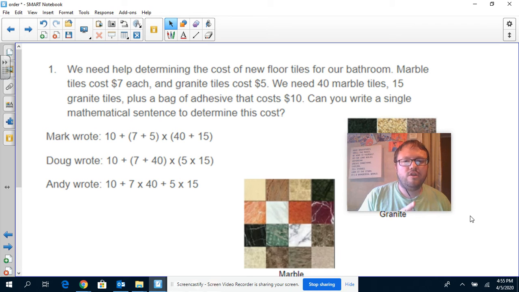So you'll need to look at this problem and see whether Mark, Doug, or Andy wrote it correctly, or if they wrote it correctly. So really, you're going to explain a few parts. You're going to explain who wrote it correctly, if anybody, what mistake each person made, and then finally, what is the correct number sentence. And then you also will have to solve that correct number sentence.